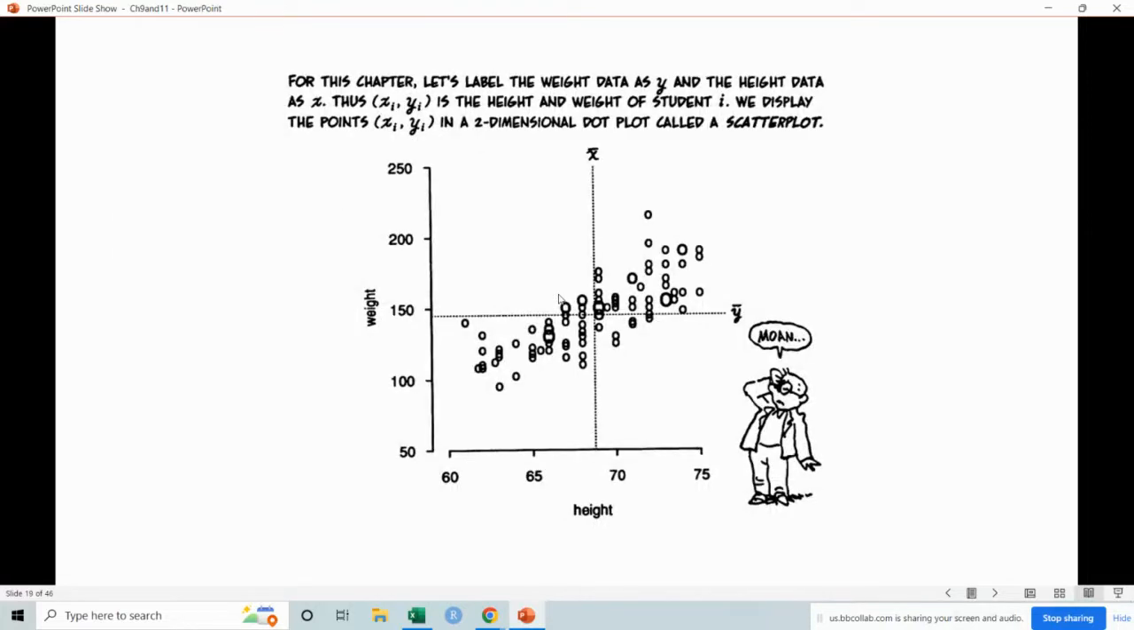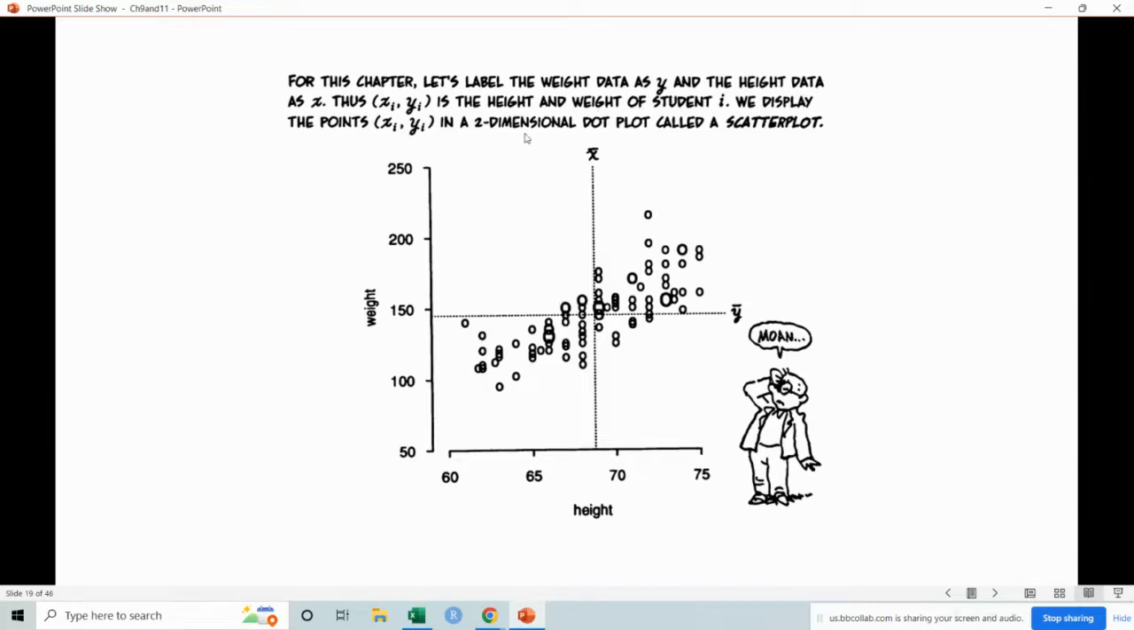So for this chapter, let's label the weight data as y and the height data as x. Thus we have these pairs of x and y, which are the height and weight of student i. We display those points in a two-dimensional plot called a scatter plot. We talked about scatter plots earlier in this class.